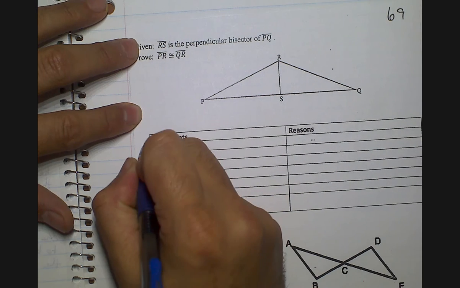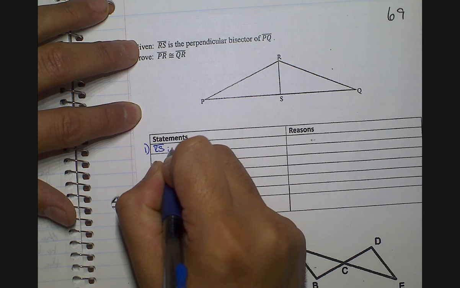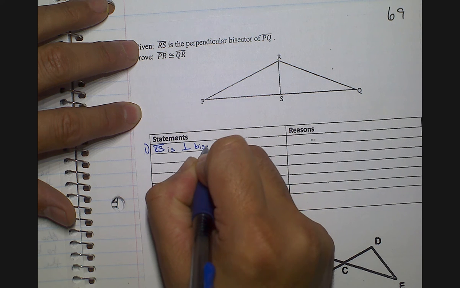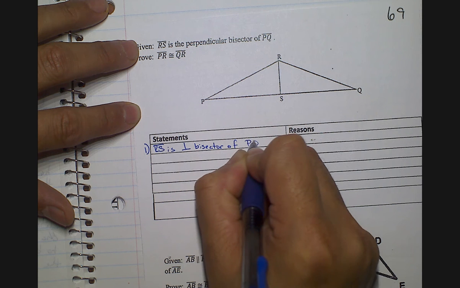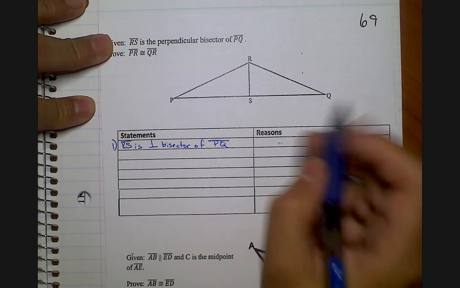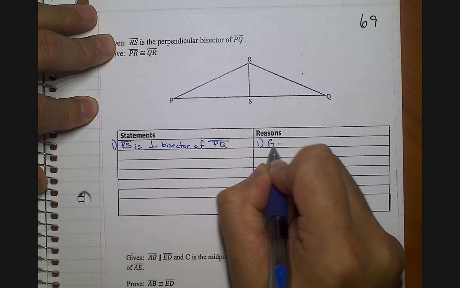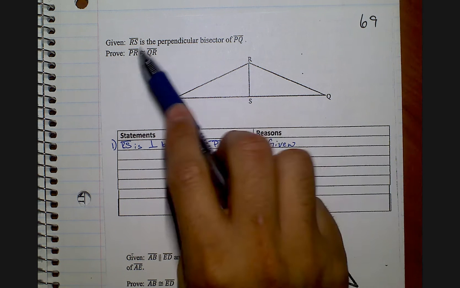So for 1, it says RS is perpendicular bisector of PQ. What is my reason for this? It's given, right? I have given there. Okay, so now, just given that information, I know it's perpendicular bisector.